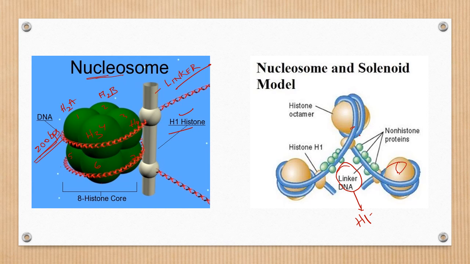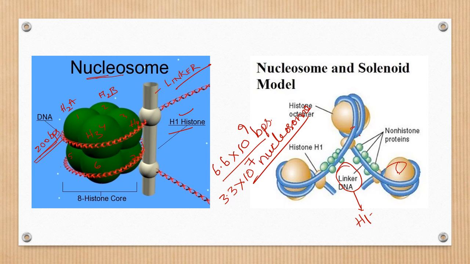So a diploid human cell consists of 6.6 × 10^9 base pairs. For these base pairs, how many nucleosomes are present? Nearly 3.3 × 10^7 nucleosomes are present in the human cell.